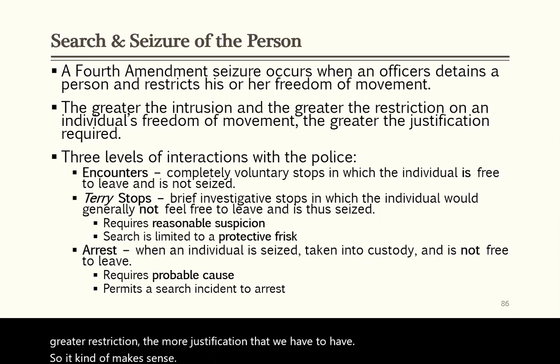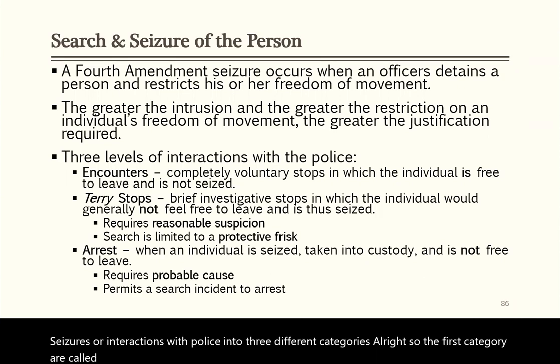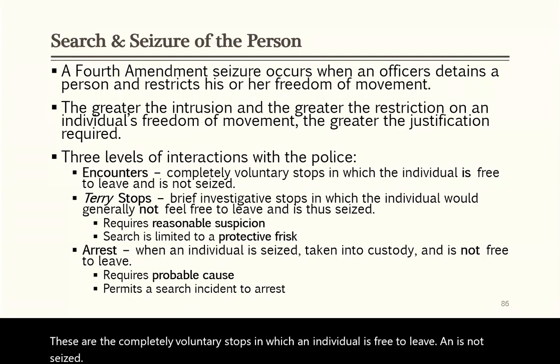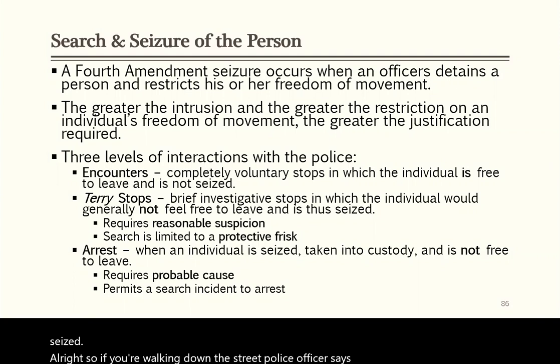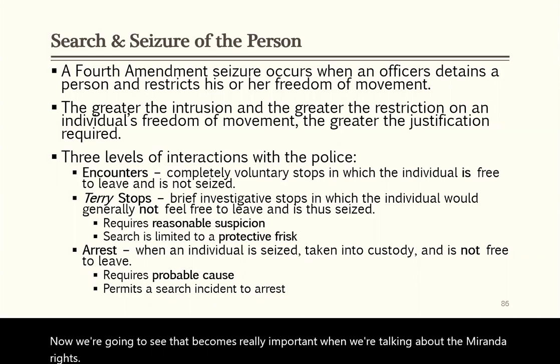Now, we've broken interactions with police into three different categories. The first category is called encounters. These are completely voluntary stops in which an individual is free to leave and is not seized. If you're walking down the street and a police officer says, hey, can I talk to you for a second, you can just keep on walking. Probably the best thing to do is ask the officer, am I free to leave? We're going to see that becomes really important when we talk about the Miranda rights, the right to remain silent, all that stuff.